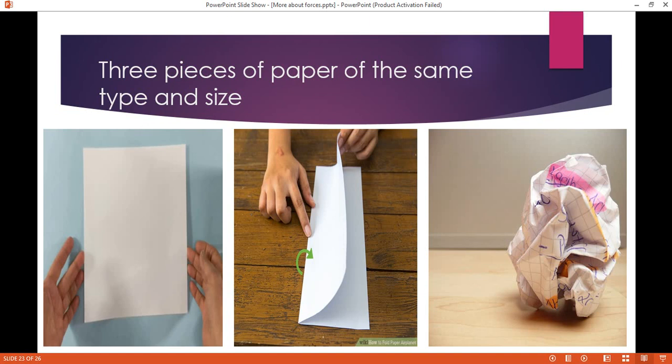Because by decreasing surface area, the air resistance decreases, so it will move faster than a folded paper and a not folded paper.